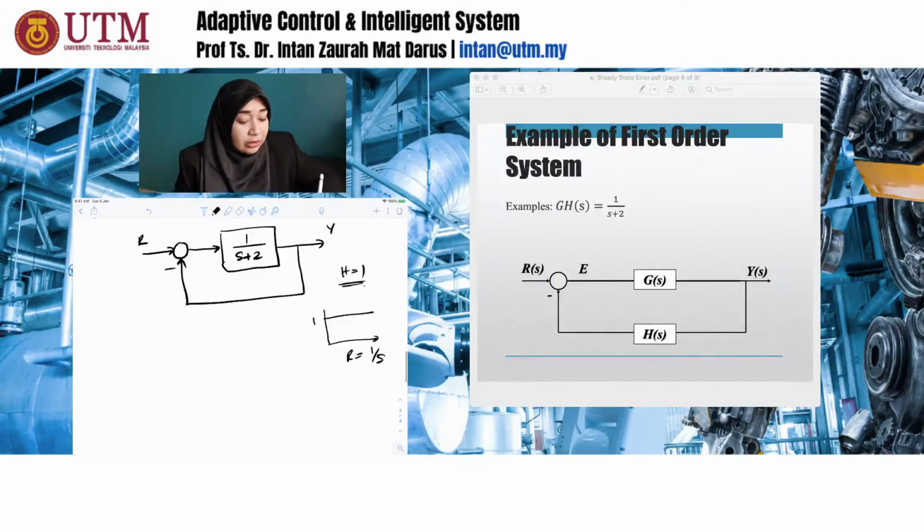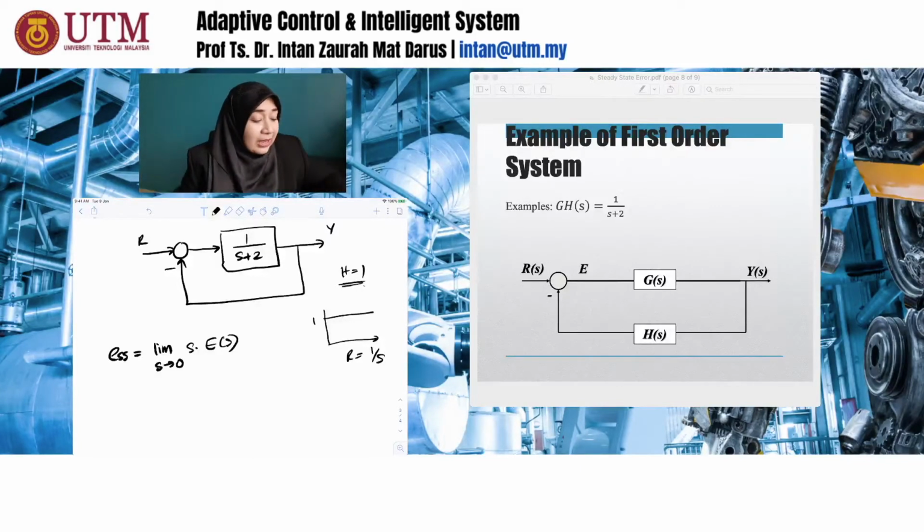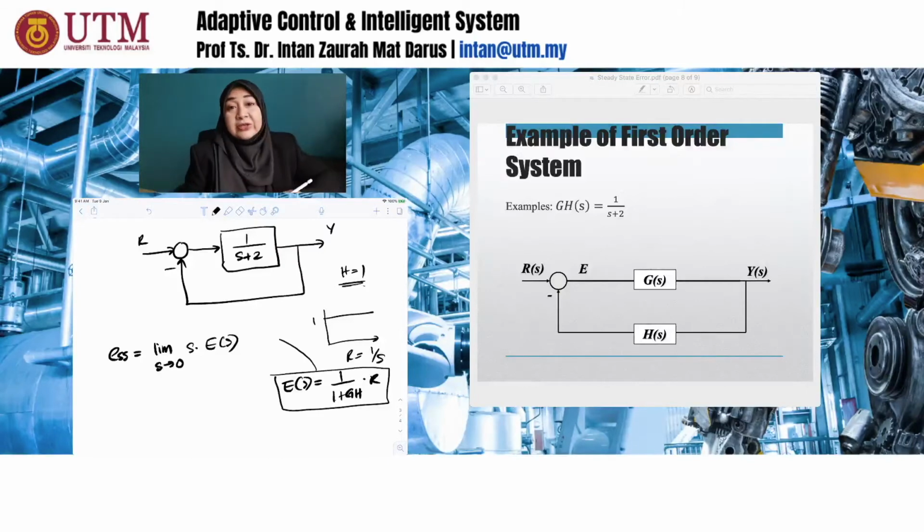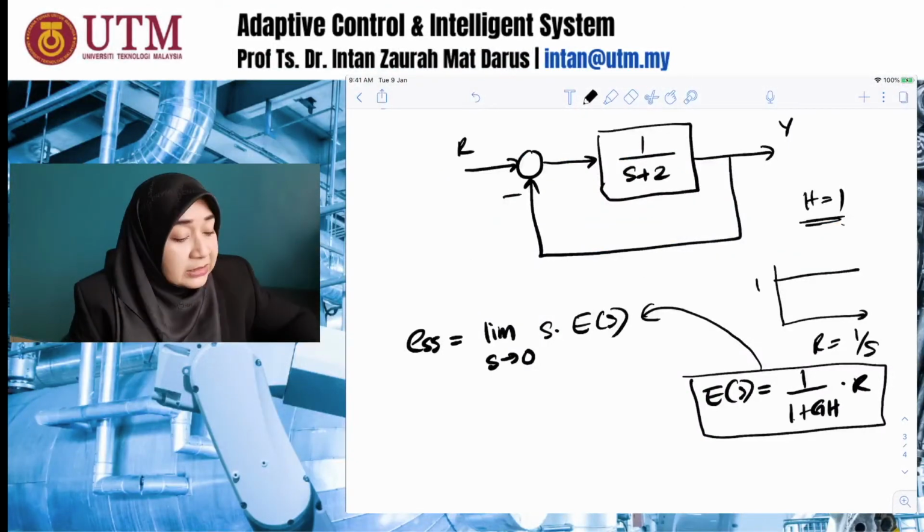According to the final value theorem, the steady state error is the limit as s goes to 0 of s multiplied by E(s). However, that E(s) for closed loop, according to the previous derivation, is equal to 1 over 1 plus GH multiplied by R. So we're going to use this in that equation. We're not going to use the open loop equation, we're going to use the closed loop equation, because your system is now a closed loop system.